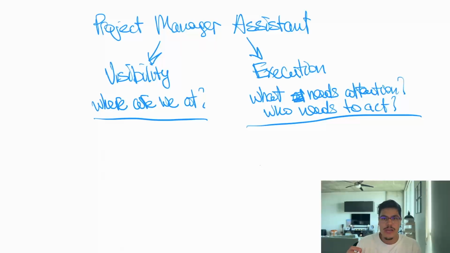If we look at visibility, the simple question that we can ask here is, what are we doing in order to answer this question? So if you were to log into ClickUp, what would you do to answer where are we at?